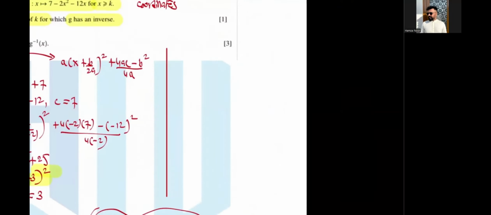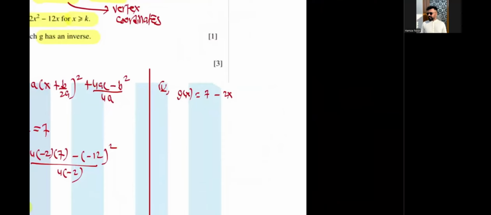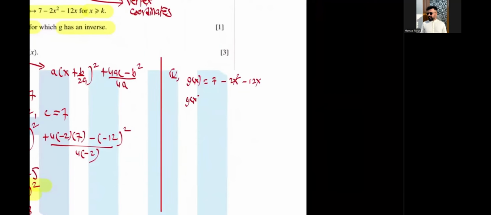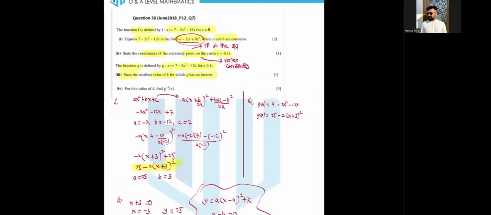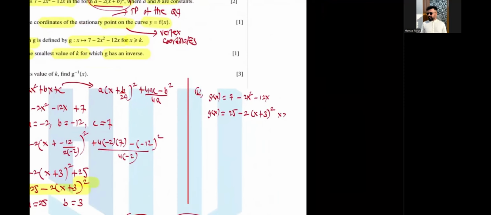Okay, so for part 4, I can do the working over here. I'll make a separator. All right. So gx function is basically having the same expression as fx, 7 minus 2x square minus 12x. And we have also achieved the completing square form as well in part 1. So I can say that gx is equals to 25 minus 2 times x plus 3 whole squared, and the domain is that x is greater than or equals to -3. All right, this is the domain for the function gx.